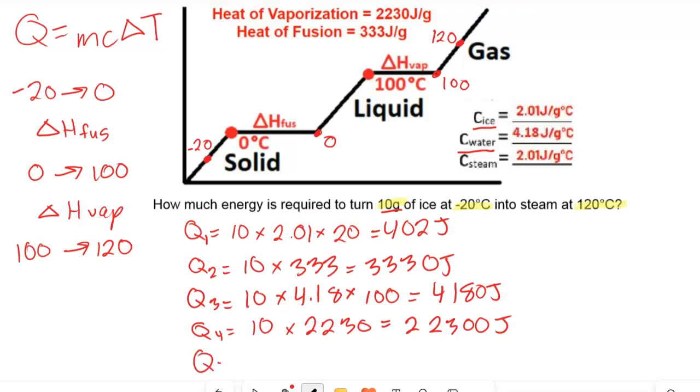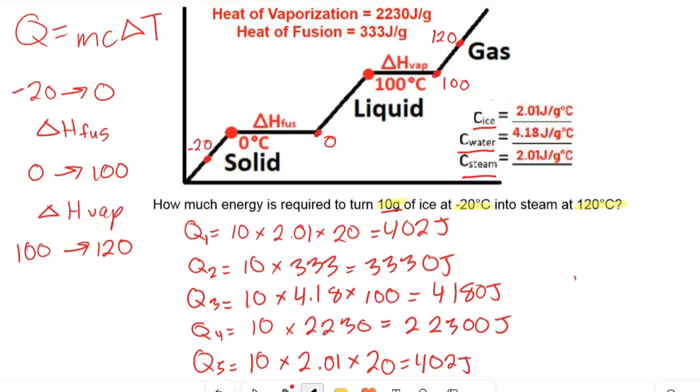So to get Q5, still the same M, so notice that the 10 grams stays the same the entire time, but now we're at gaseous water, which is steam, which has a C of 2.01, times the change in temperature, so we're going from 100 to 120, so it changes 20 degrees. We plug that in our calculator, and we get 402 joules.